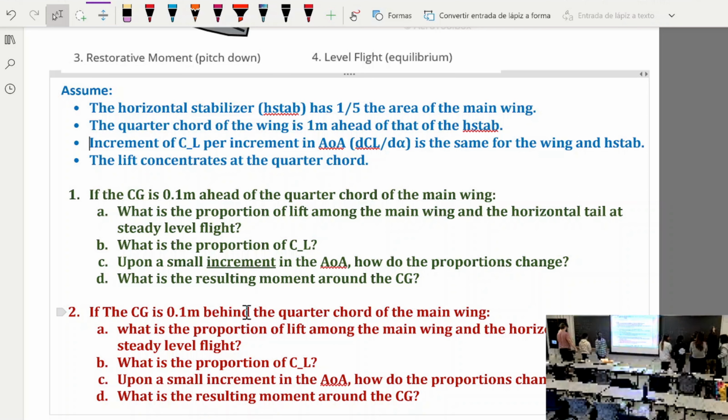Are you looking at still 1, the CG ahead of the main wing, right? Let me see. I feel like there is a sign error somewhere. No, this should be a minus right here for the sum of forces. So this is 11 to 1. Exactly. Okay, so just change your 9 to 11, it should be fine.